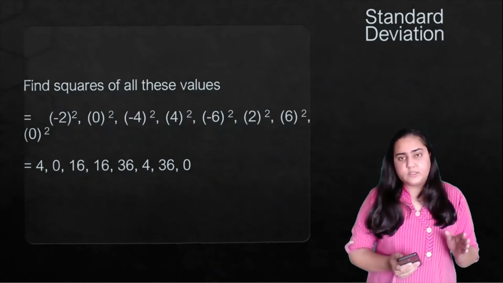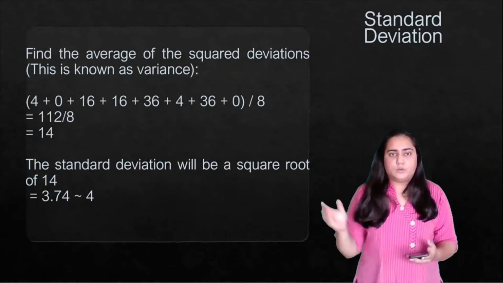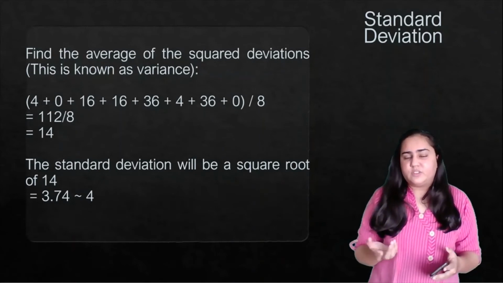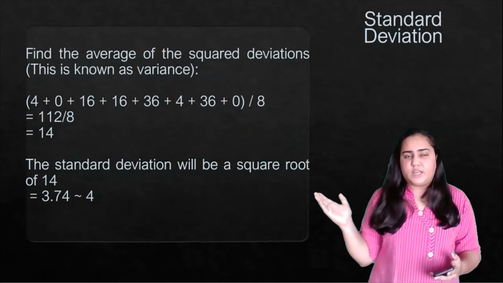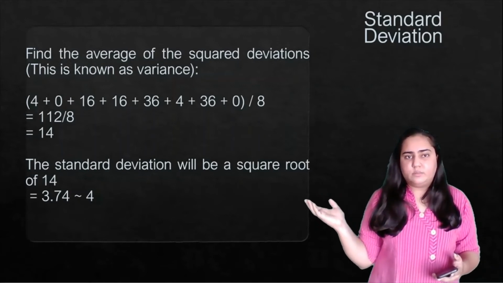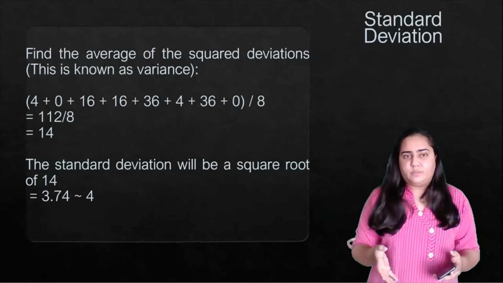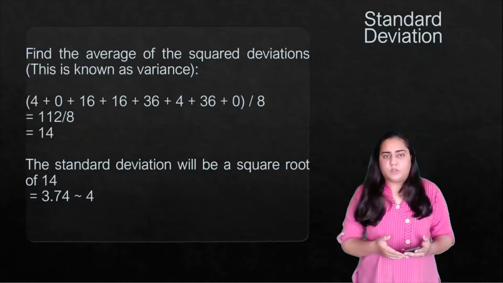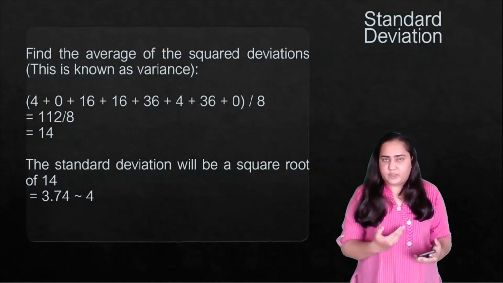Now this will lead us to getting something called variance. When you find the average of the squared deviations, that gives us variance. So what we have is 4 plus 0 plus 16 plus another 16, 36, 4, 36, 0. That sums to 112. If you divide that by 8, you will get 14. So 14 is your variance, how much the data varies.